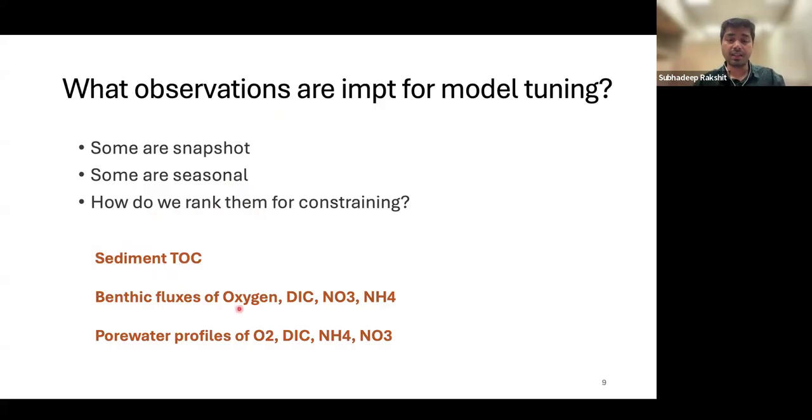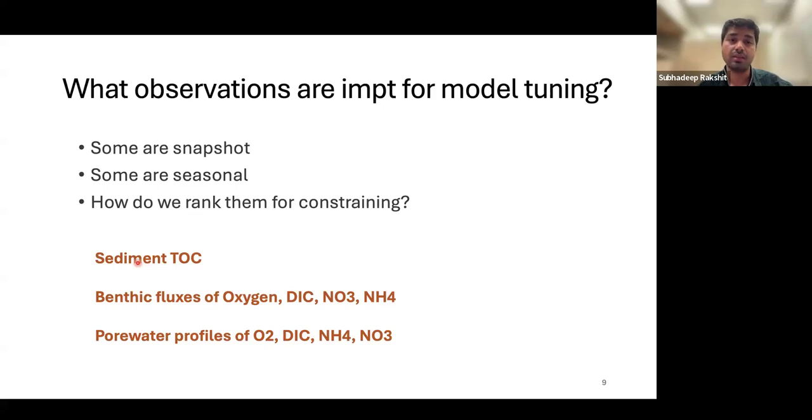On the other hand, benthic fluxes of oxygen, DIC, and all these solutes do have a lot of high seasonality, because especially in the shallower oceans you have a high flux of organic matter into the sediment during the spring bloom or fall bloom, and so it can give you a big seasonality. And pore water profiles also give kind of average time information, or may also show some seasonality.